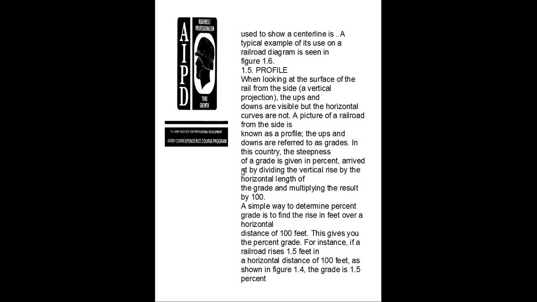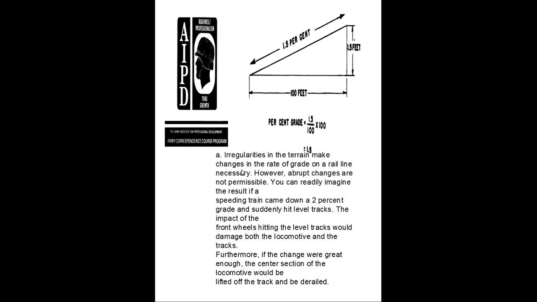A simple way of determining percent grade is to find the rise in feet over a horizontal distance of 100 feet. This gives the percent grade. For instance, if a rail rises 1.5 feet over a horizontal distance of 100 feet, as shown in Figure 1.4, the grade is 1.5%.